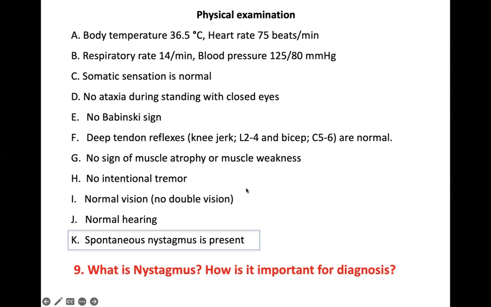Yeah. Okay, very good, very good. I hope everyone can imagine nystagmus, right? I will expand that a little bit, but I have a question.